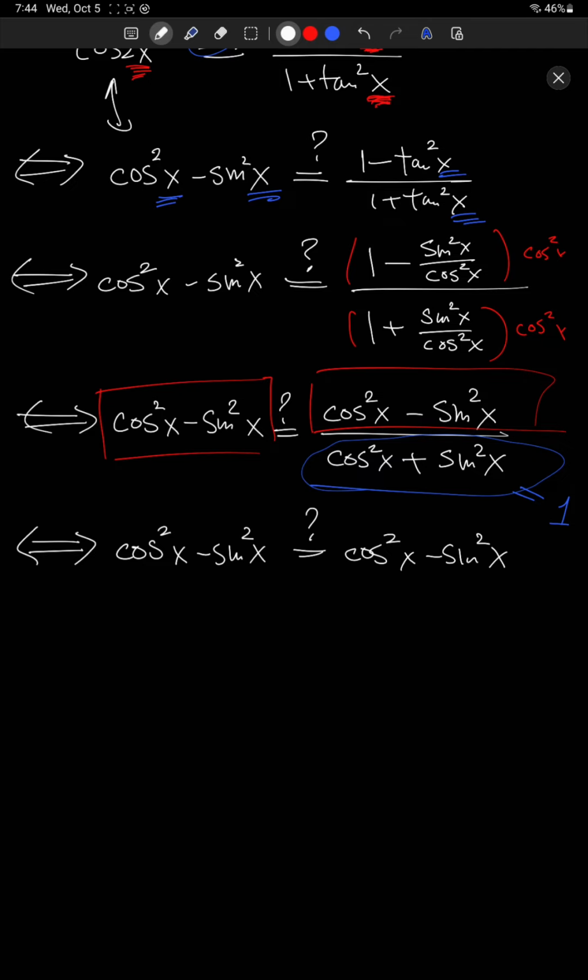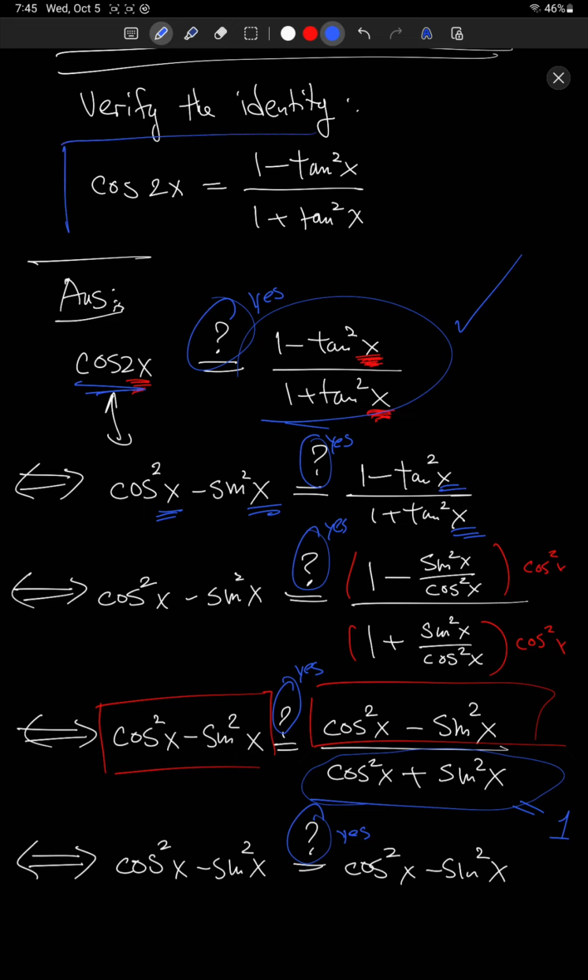And now, obviously, the two sides are literally the same thing. And so the answer to this question mark here is yes, right? They are indeed equal. And so this question mark here, yes. So that question mark here, yes. And finally, this guy is yes. This left-hand side is indeed equal to this right-hand side. And so therefore we verified that this identity right here is actually valid, that it's actually true. Okay.